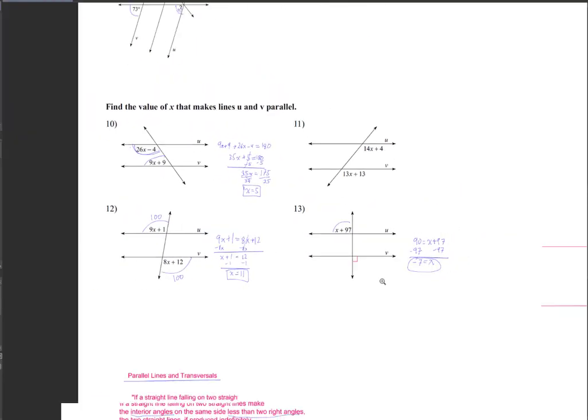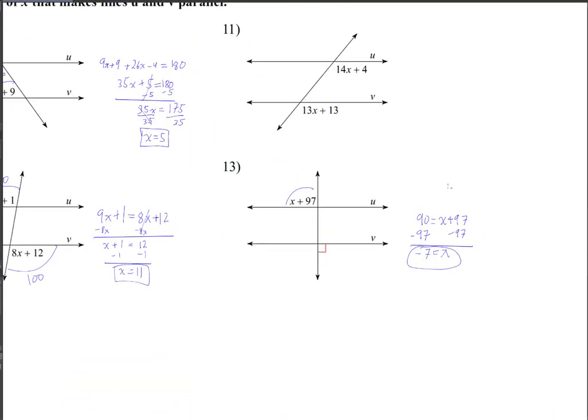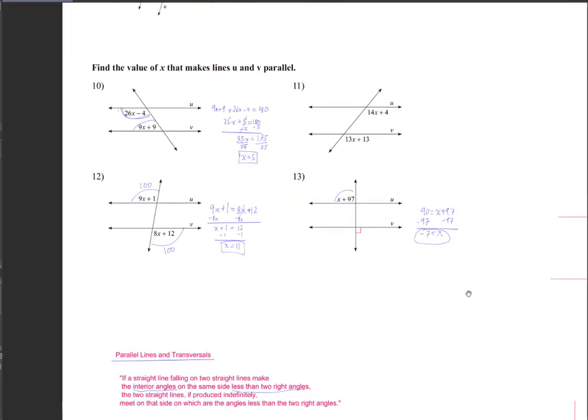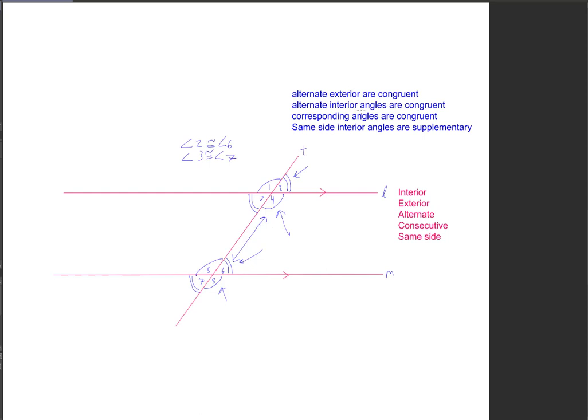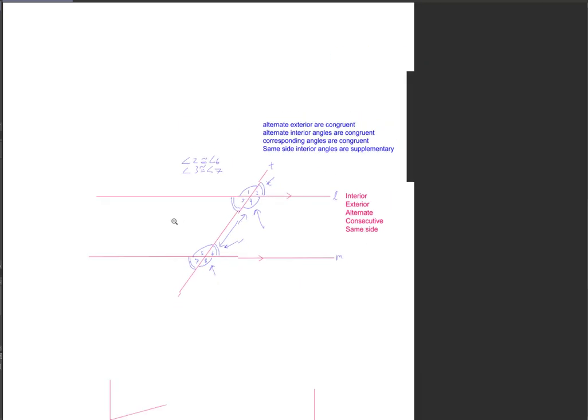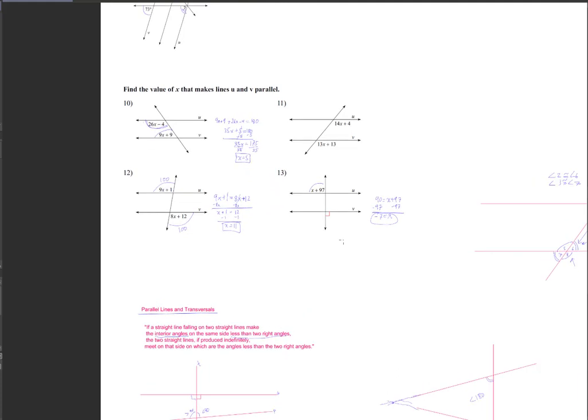So anyway, as you can see, it's all very similar things, where what you're trying to do is make it so that it fits one of these rules: the alternate exterior angles are congruent, or the alternate interior angles are congruent, or corresponding angles are congruent, or same side interior angles are supplementary. And if you can get one of these pictures to follow that rule by making x a certain value, then these lines are going to end up parallel.